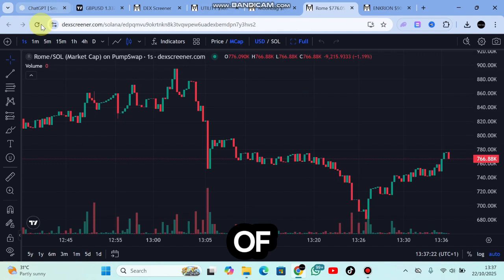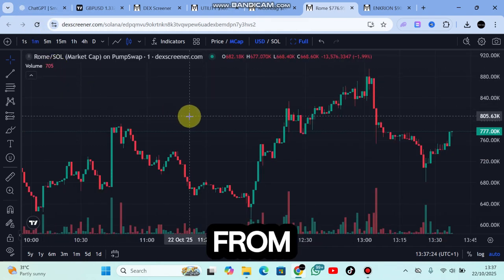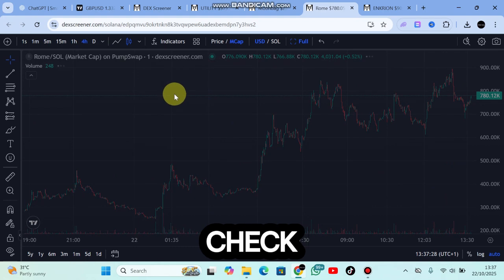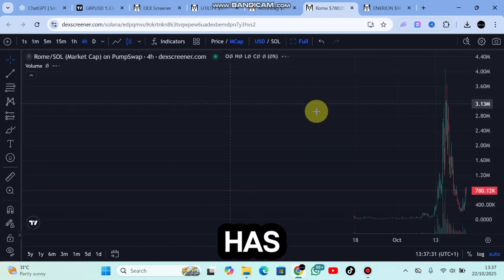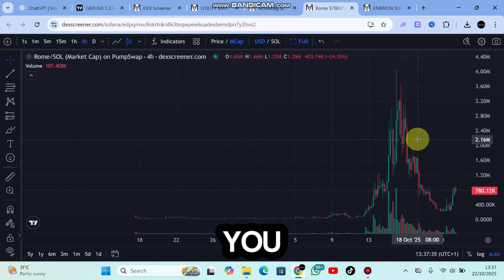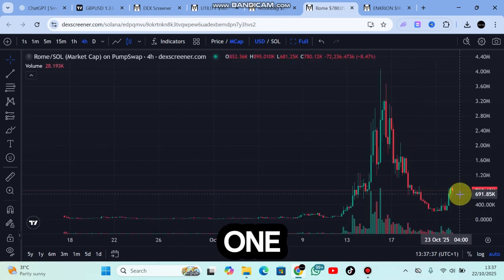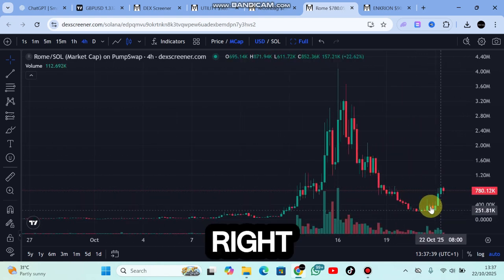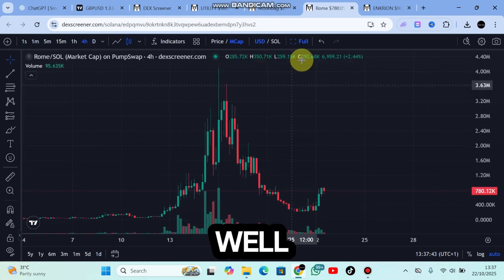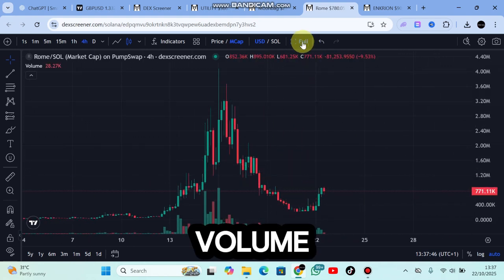This is where a lot of meme coin traders fall. Like I said, don't buy at the top. Always check to see the peak, to see if the coin has gone to the peak. This other coin has gone to a peak of about 4 million market cap, so 700k market cap is like the dip, right? We don't know if the coin is going to do well. If the coin is going to do well, it depends on the volume that enters.